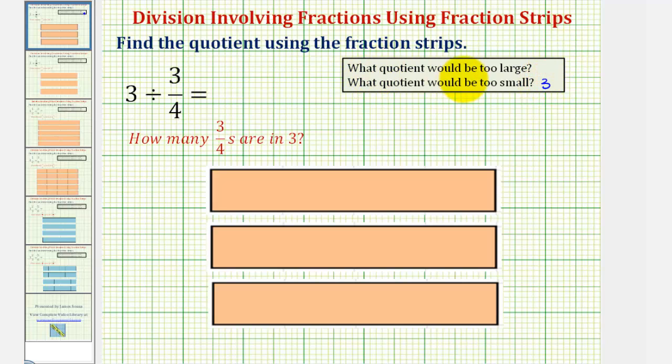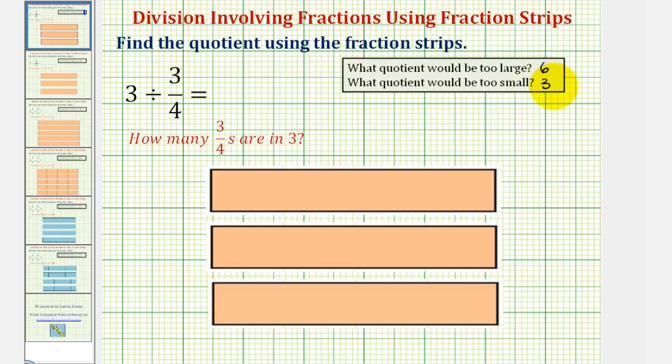And now for a quotient that's too large, that's a little more challenging, but let's consider 3 divided by 1/2. There should be more 1/2s in 3 than 3/4 in 3, since 1/2 is less than 3/4. And again, 3 divided by 1/2 would be asking us how many 1/2s are in 3, which hopefully we recognize would be 6. So 6 would be too large of a quotient, and 3 would be too small of a quotient, which means our answer should be somewhere between 3 and 6.